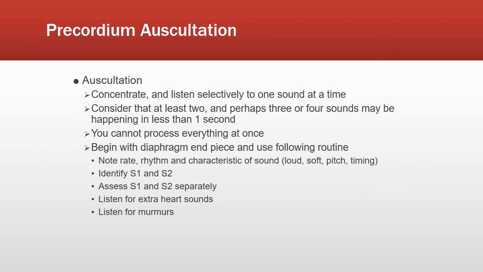Here are some tips for precordium auscultation. You want to concentrate and listen selectively to one sound at a time, but consider that at least 2 or perhaps 3 or 4 sounds may be happening in less than 1 second. You cannot process everything at once. So begin with the diaphragm end piece and use the following routine. Note rate, rhythm, and characteristic of sound, loud, soft, the pitch, the timing. Identify S1 and S2. Assess your S1 and S2 separately. Then you want to listen for extra sounds and murmurs.